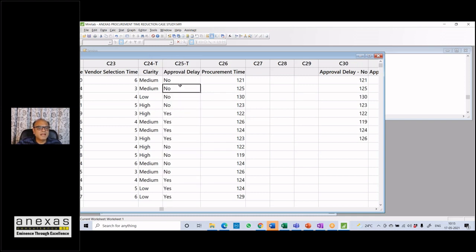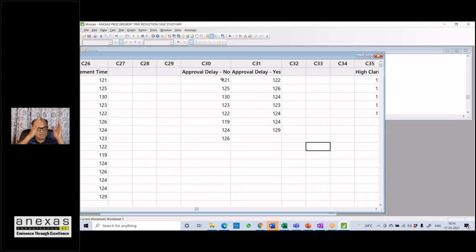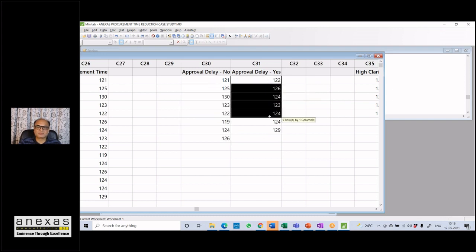If you see carefully, approval delay, no and yes, there are only two categories. So when there is no approval delay, I can unstack the data and put the data here. And when the approval is delayed, I can put the data here. So I have now two categories. So I can even do a 2T test. I did an ANOVA, which was also correct, but I can also do a 2T test. Why? I have two samples.